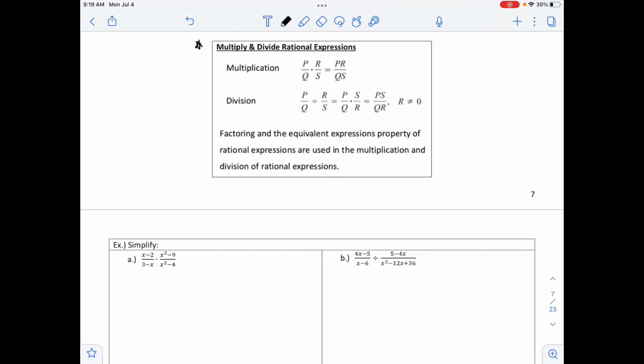Division: that first fraction would stay the same, and we're going to switch our division to multiplication. Then we're going to do the reciprocal. If you notice that second fraction here, r over s, is flipped, and we now have the reciprocal. From there, we're going to multiply our numerators together and our denominators together, provided that the denominator is not going to be equal to 0.